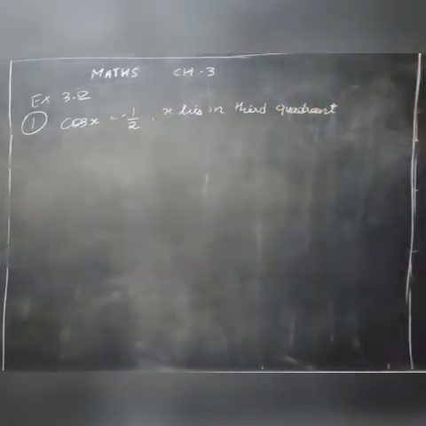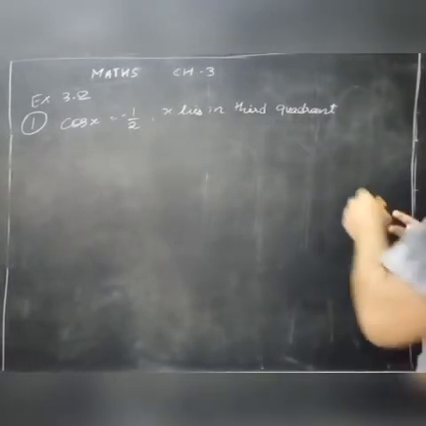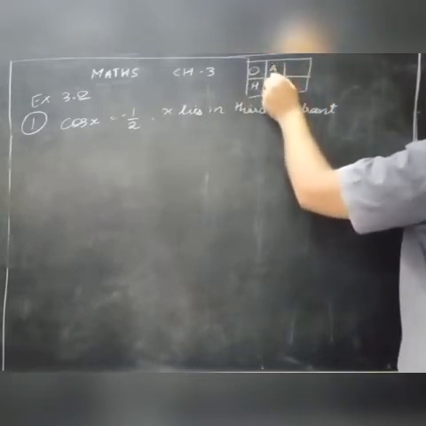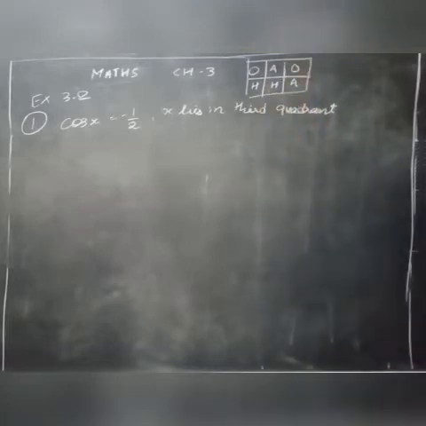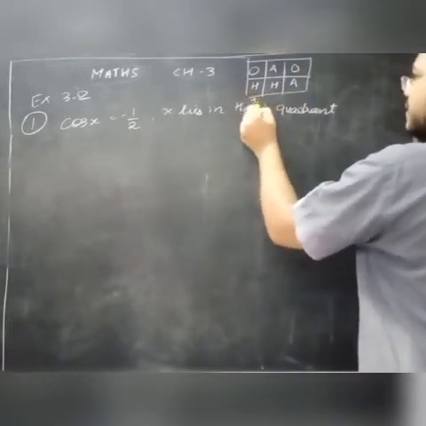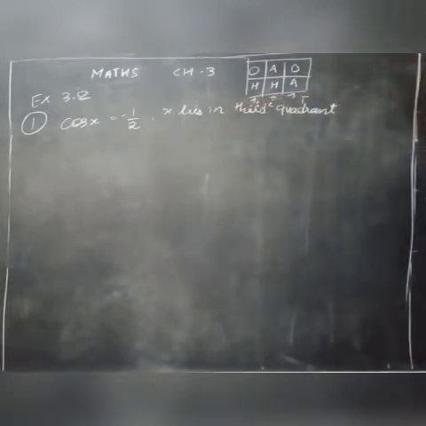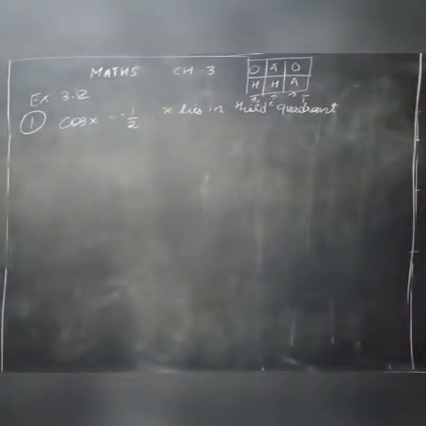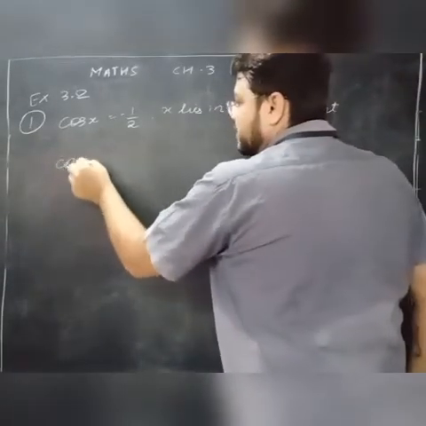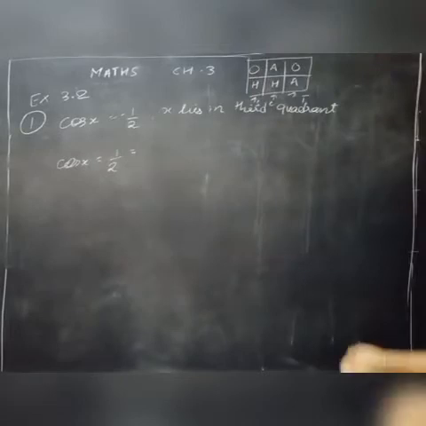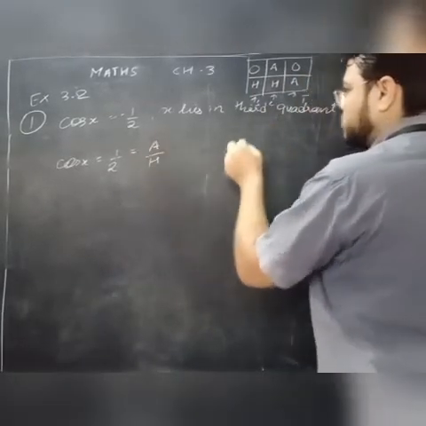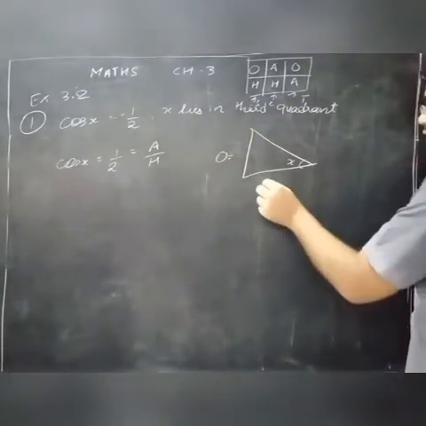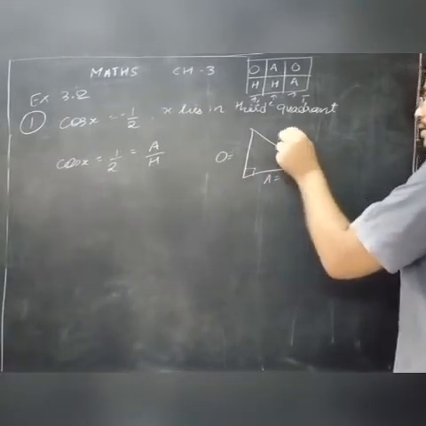I will remember the ratios of sine and cos. For that I will write this phrase, "Old Harry and his old eye." Now this ratio represents sine, this represents cos, and this represents tan. Right now I will not consider sine. Cos x is given as 1 by 2, and the ratio of cos is adjacent upon hypotenuse. So I will draw a triangle, take this angle as x, opposite to that side is the opposite, this is the adjacent, and opposite to 90 degrees is the hypotenuse.